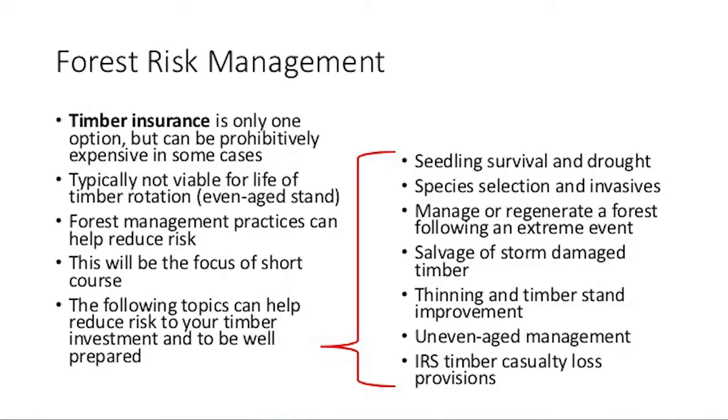So the following topics will help you reduce the risk to your timberland and help you to be well prepared to deal with the after effects should you experience some kind of catastrophic loss. So we'll talk about seedling survival, species selection, the decision to manage or regenerate after an extreme weather event, how do we go about salvaging storm damaged timber, what are the benefits and risks of thinning. As an alternative form of management to diversify the risk, we'll talk about uneven age management, and then we'll also talk about IRS casualty loss provisions that can help you recover some of your investment from future taxes.